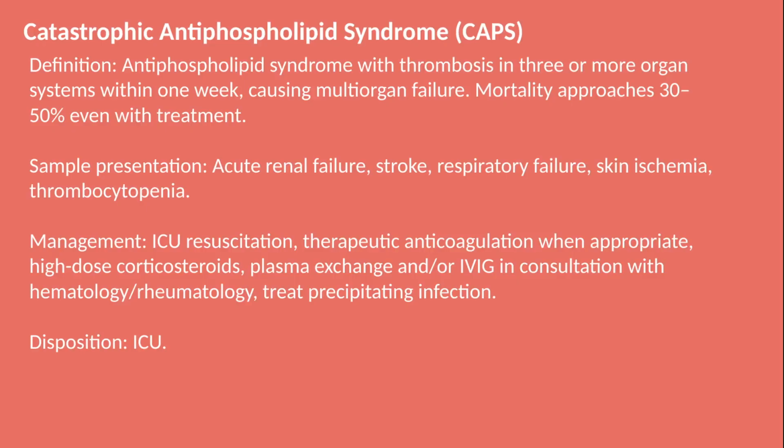Widespread small vessel thrombosis producing multi-organ failure over days. It is rare, and it is lethal, with historical mortality near 50%. The patient develops some combination of acute kidney injury, stroke, respiratory failure, skin ischemia or livedo, and thrombocytopenia, often in someone with known lupus or prior clotting, and often triggered by infection, surgery, pregnancy, or abrupt withdrawal of anticoagulation.